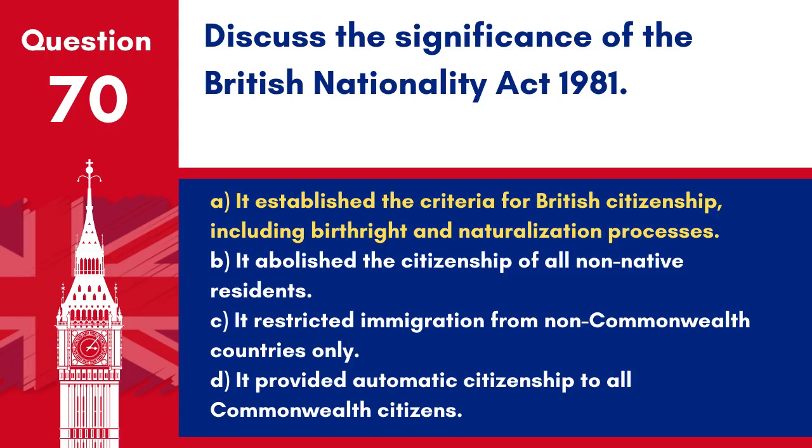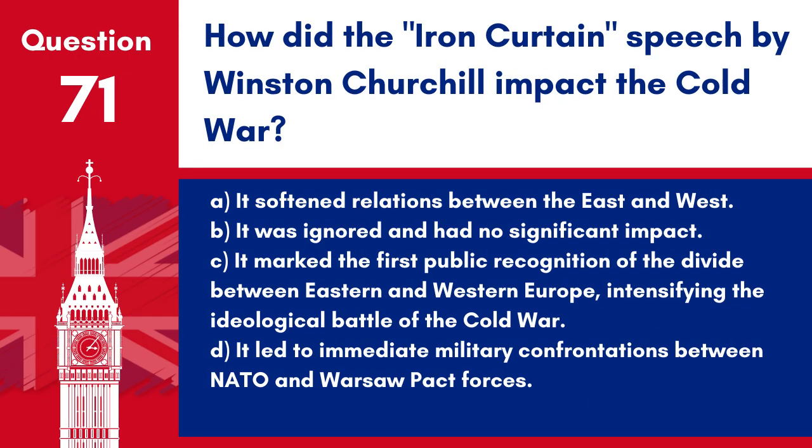Answer A. It established the criteria for British citizenship, including birthright and naturalisation processes. The British Nationality Act 1981 was a comprehensive redefinition of British nationality law, which clarified the distinctions between different classes of British nationality and laid down the requirements for citizenship. Question 71. How did the Iron Curtain speech by Winston Churchill impact the Cold War?